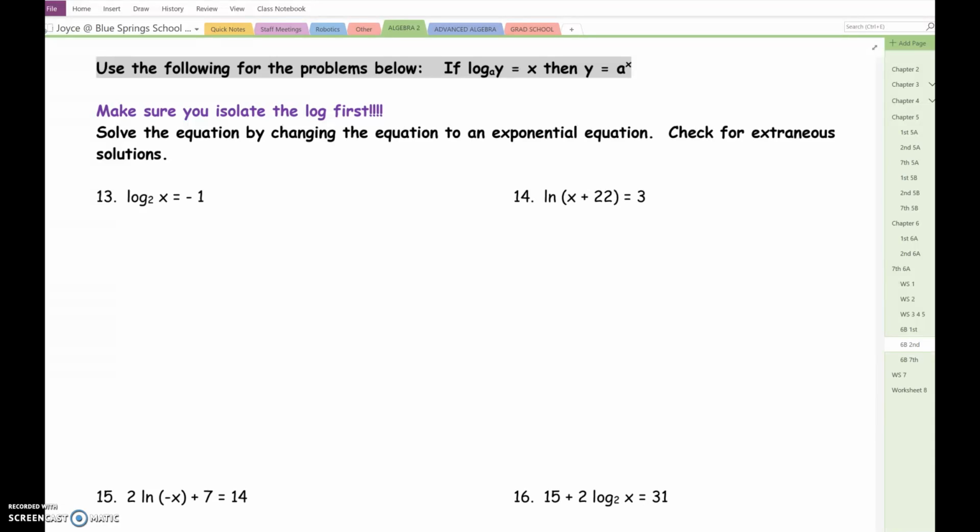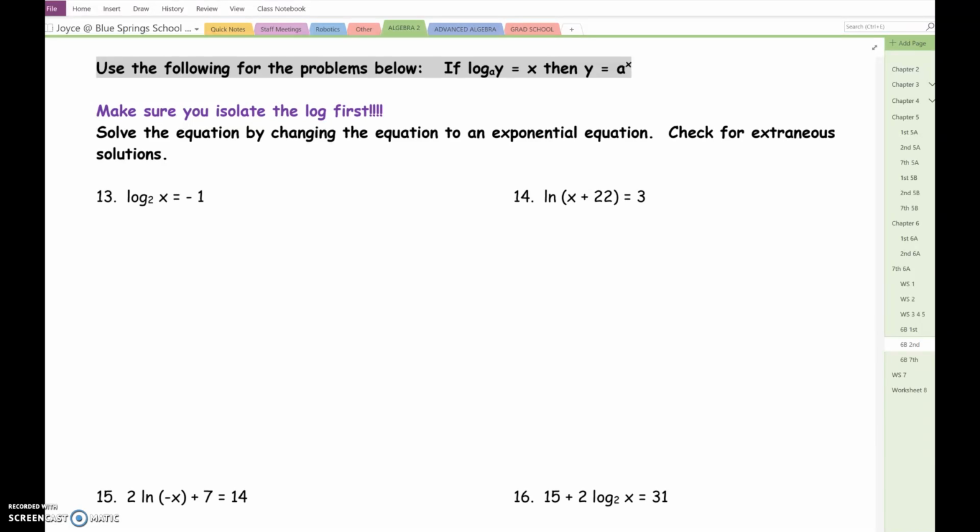Today we're looking at equations with logs on only one side, and you need to make sure that you isolate the log first. Take a look at how 13 and 14 look compared to 15 and 16. Do you see how in 15 and 16 we're going to have to do a little bit of work before the log is by itself?